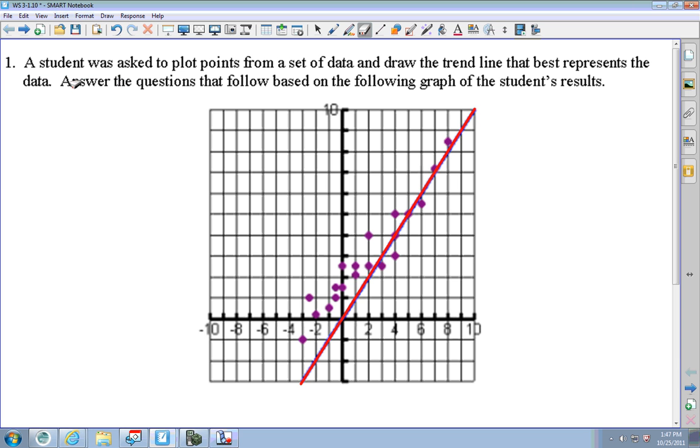This lesson is going to go along with worksheet 3-1.10. It has to do with slope and y-intercept and how to find those equations from a scatter plot.